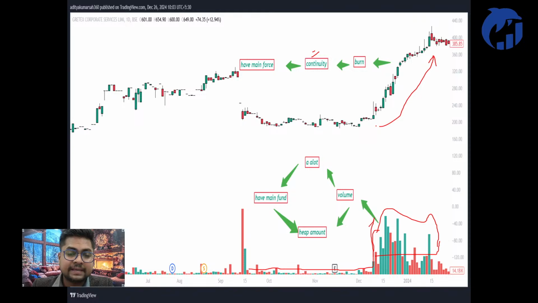So this is the spike we are seeing here. The volume was very low, just look at this level, and now the volume has shot up and is maintaining its level for a long time. So it confirms the presence of main funds, and it is a heap amount. It also confirms the presence of continuity at this level.